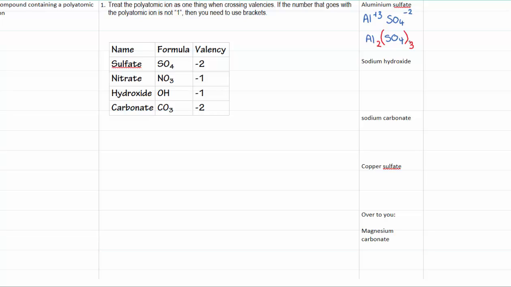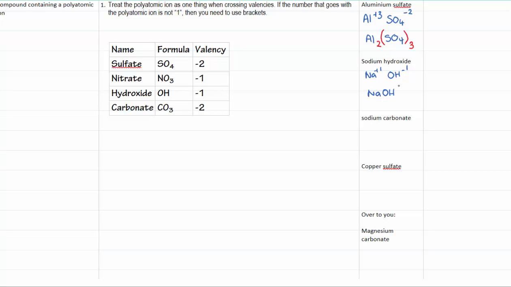Now, all the rules that we learned before also apply to polyatomic ions. So, for example, if there's a 1 in the formula, we don't write it down. The next example is sodium hydroxide. Sodium on the periodic table is Na with a valency of +1. Hydroxide is OH with a valency of -1. So when we write down this formula, the 1 from hydroxide goes with sodium, but because it's 1, we don't write anything down. And the 1 from sodium goes with hydroxide, again, because it's a 1, we don't write anything down. So the formula is just NaOH.